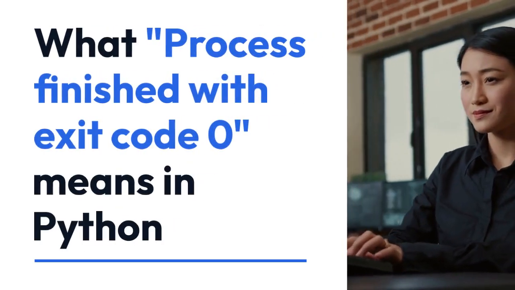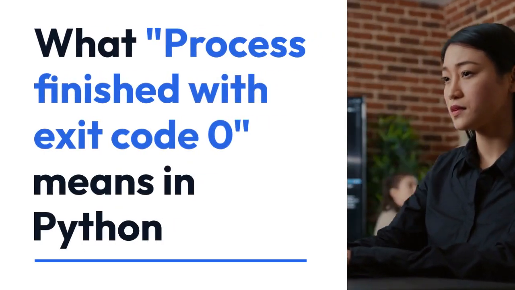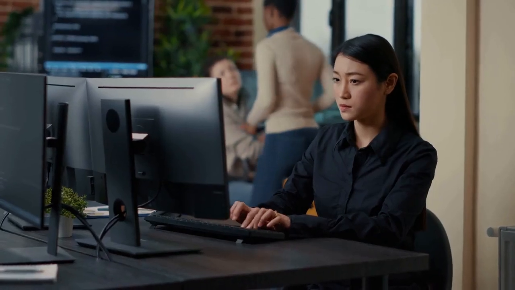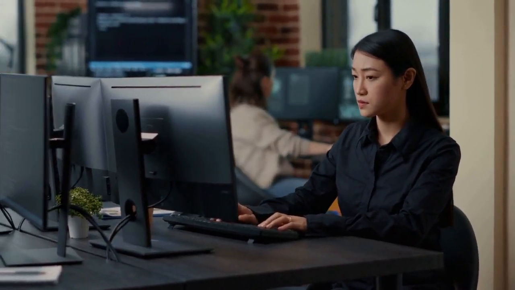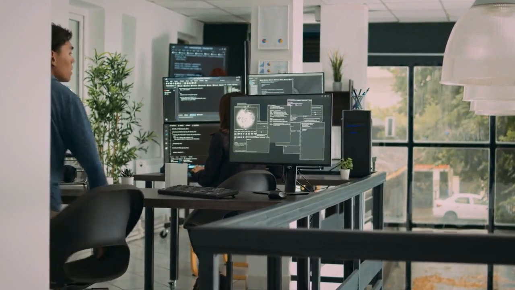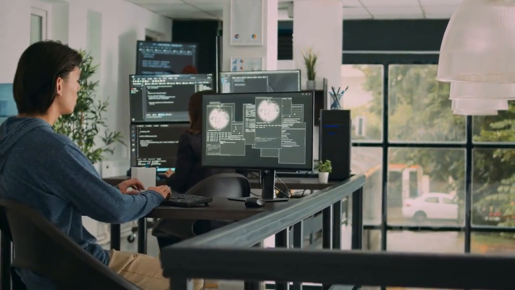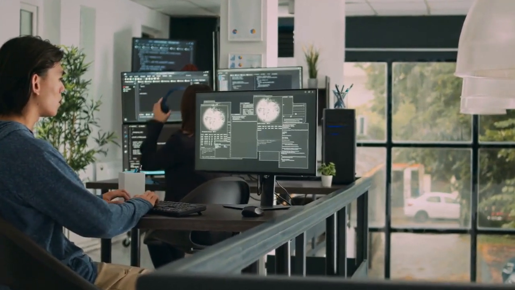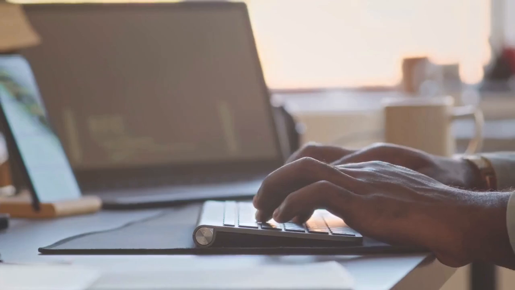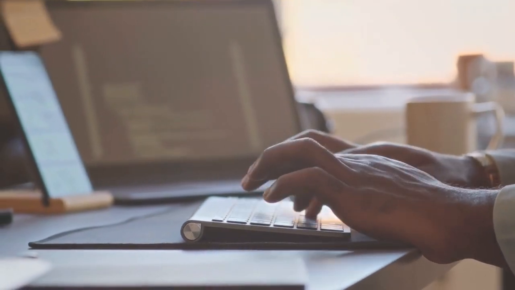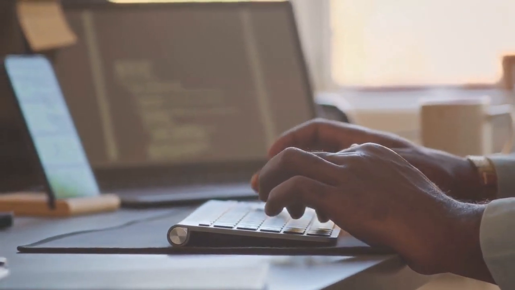Let's explain what "Process finished with exit code 0" means in Python. In simple terms, when you run a Python script, the operating system treats it as a process. After the script completes its execution, it needs to tell the operating system whether it finished successfully or if something went wrong. This is done using an exit code.